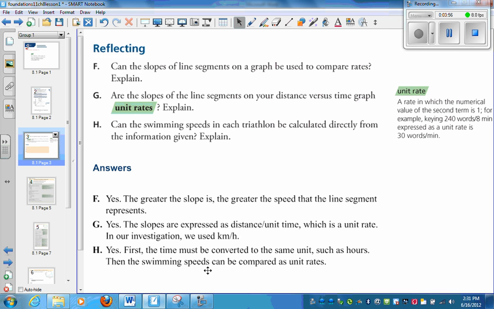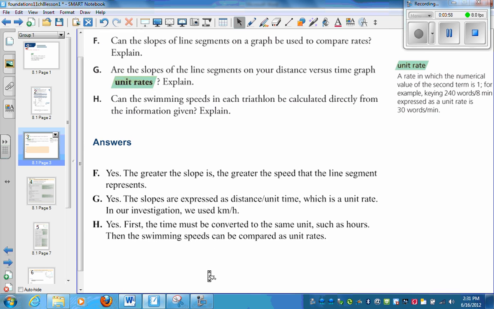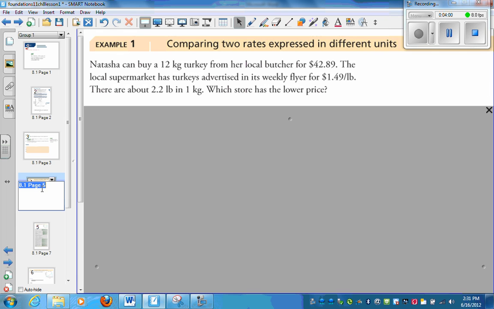Then the swimming speed can be compared as unit rates. Okay. Here's another example. Natasha can buy... We're going to compare. So we're going to have different units, and then we're going to compare. And this will happen often in a grocery store, where a box of something will be one price and it's a certain weight, and the bigger box is another price. Most of us just assume that bigger box is a better buy, but using unit rates, we can be certain.